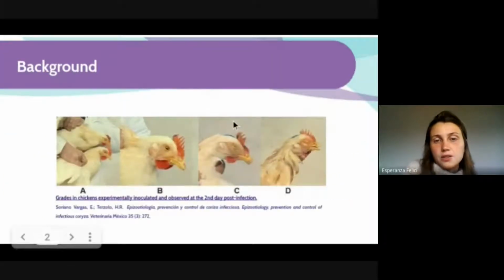Avibacterium is the causative agent of infectious coryza, a disease that affects the upper respiratory system of chickens. It is classified into 3 serogroups, A, B, and C, and is widely distributed in poultry production systems all over the world, causing significant economic losses due to diminished growth performance and egg production.